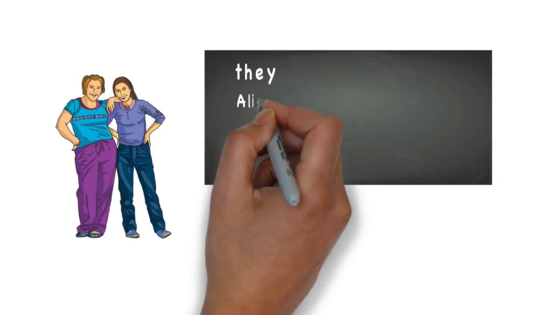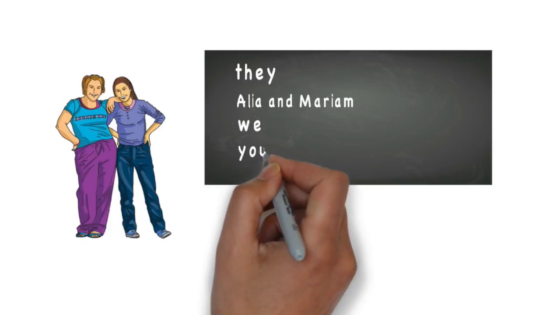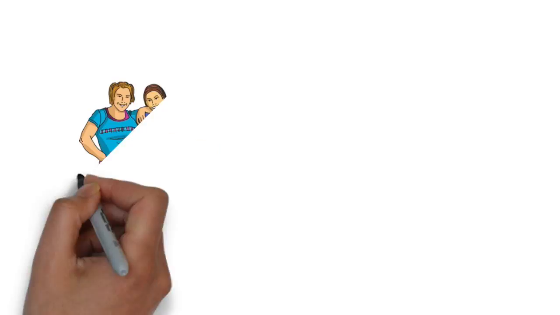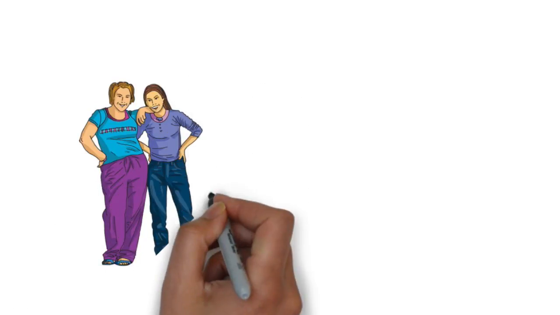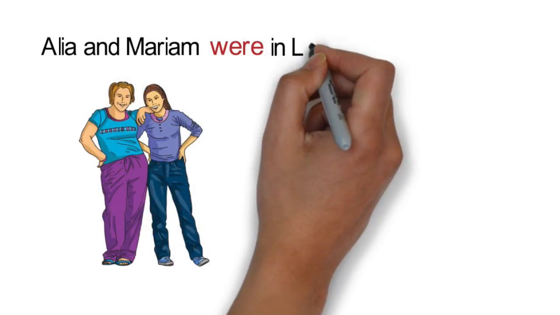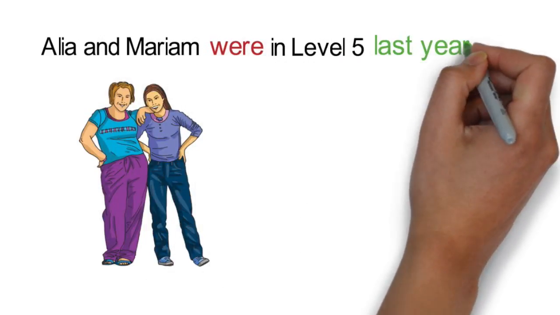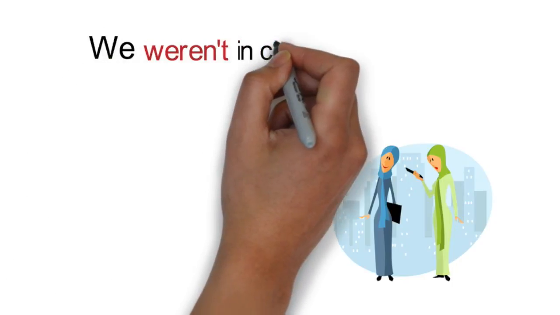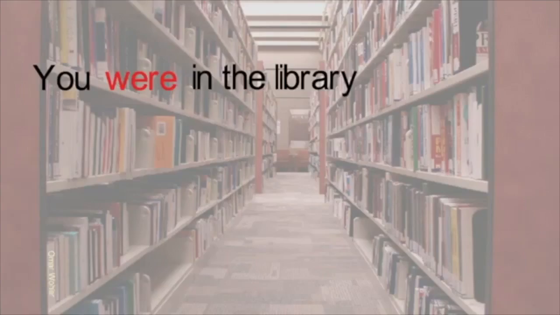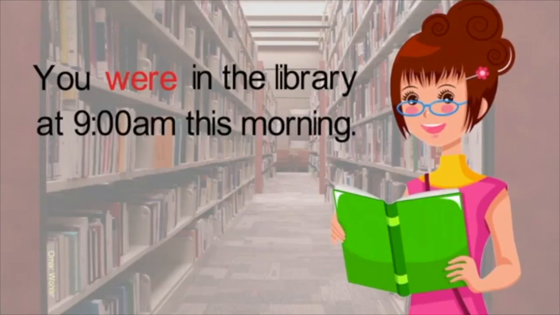What about subjects such as they, or Alia and Miriam, we, or you? The correct form of to be in the past, which agrees with these words, is were. Look at some examples of this. Alia and Miriam were in level 5 last year. We weren't in class yesterday because it was Friday. You were in the library at 9 a.m. this morning.